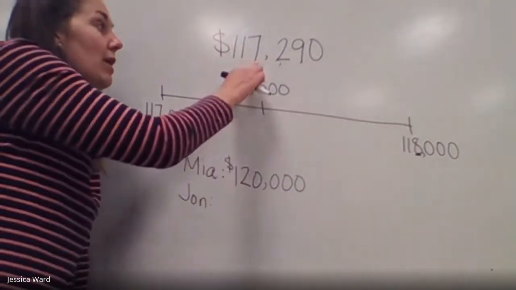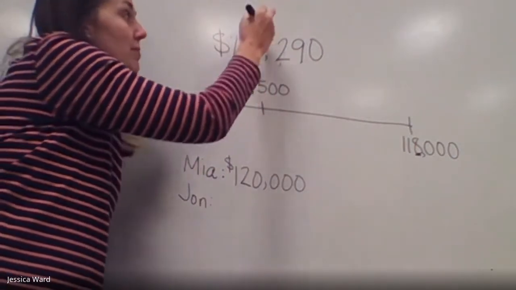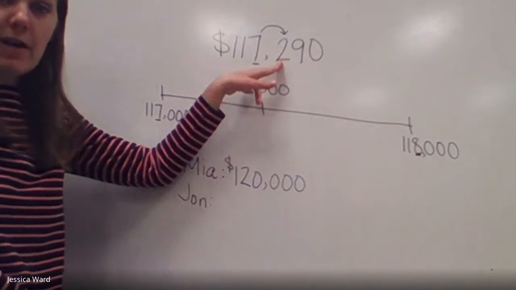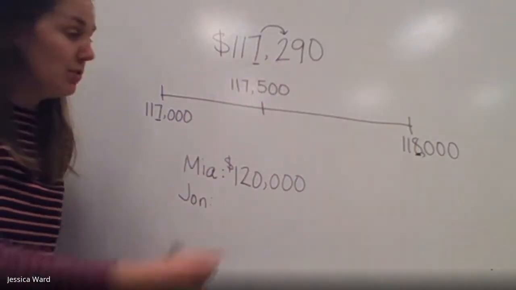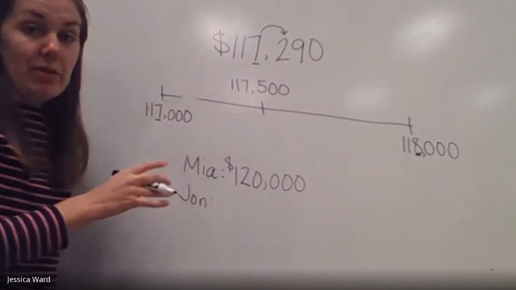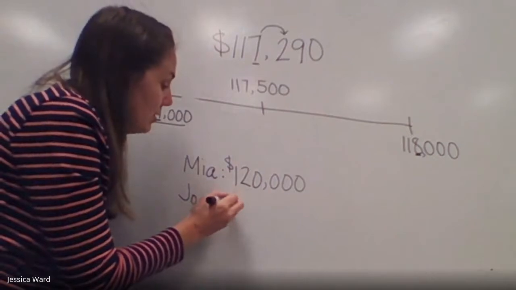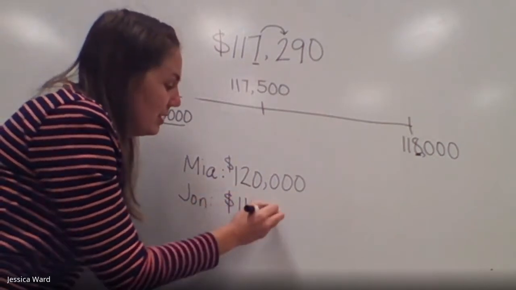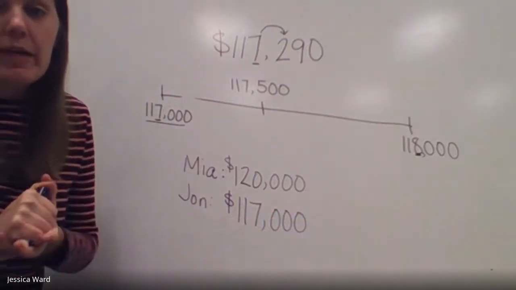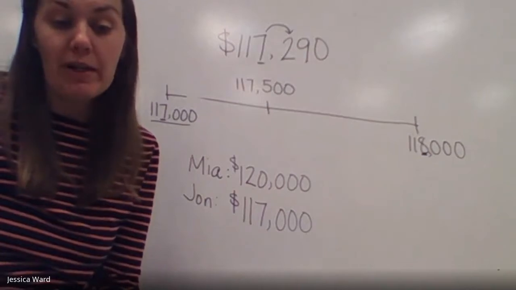All right, so now I'm going to be rounding to my thousands, so I'm going to be looking to my hundreds place to see if that number is more or less than 5. 2 is less than 5, so 2 is going to fall on this part of my number line, which means that I'm going to round down to 117,000. So John's estimate would be $117,000.